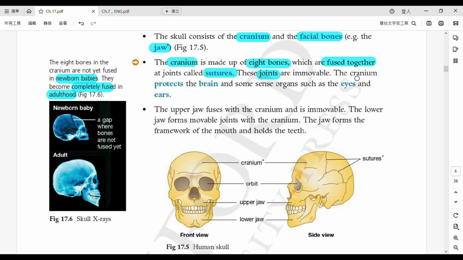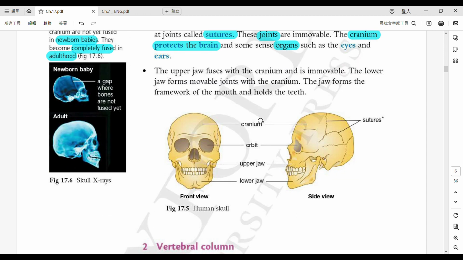The cranium actually has some function, and the function is mainly to protect our brain. Of course, it also protects some organs inside, including our eyes, our ears. And then just for more information, the upper jaw is fused with the cranium. Therefore, it is not movable.